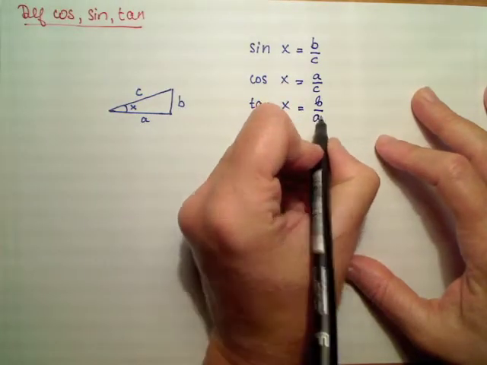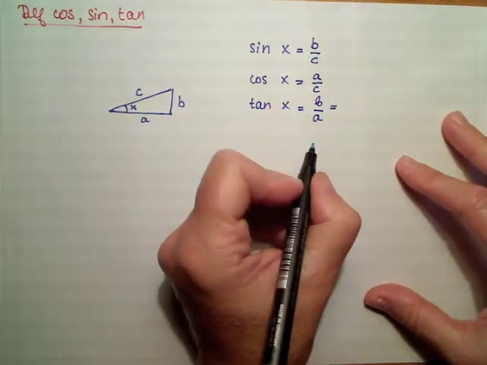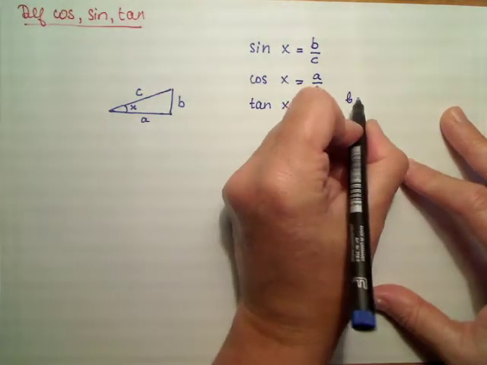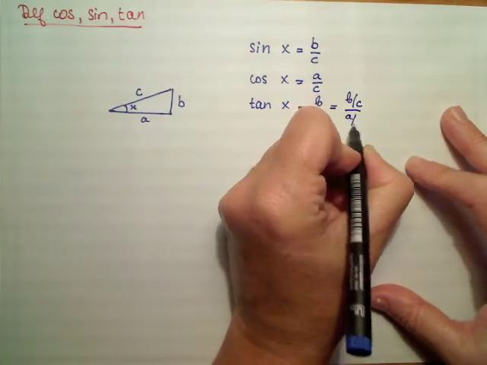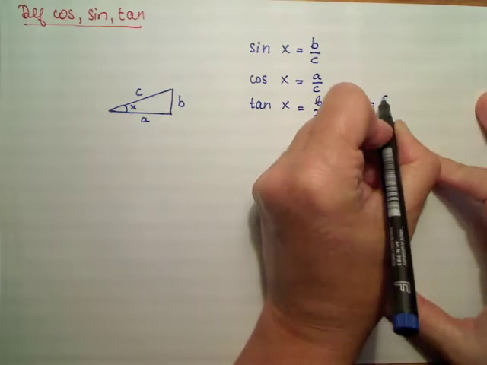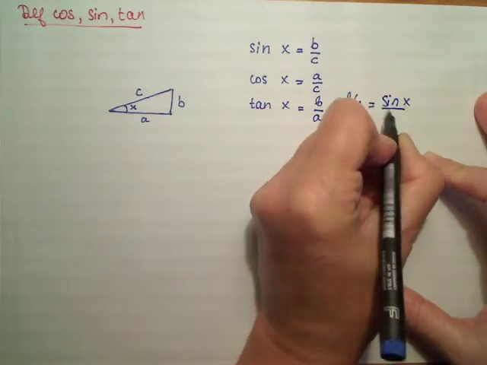And since we know that in a fraction we can cancel out common factors, or we can multiply by common factors, we can do as follows, and we see that it is equal to the sine over the cosine.